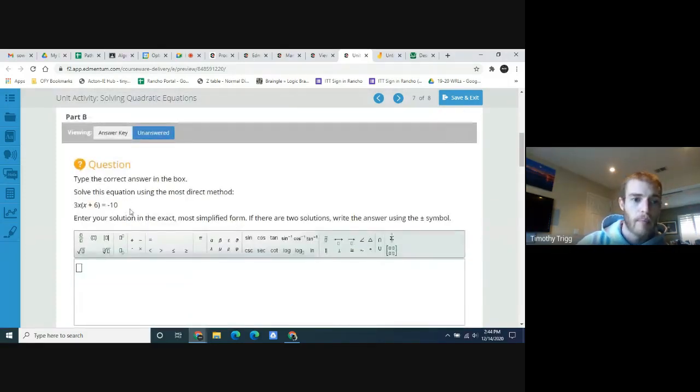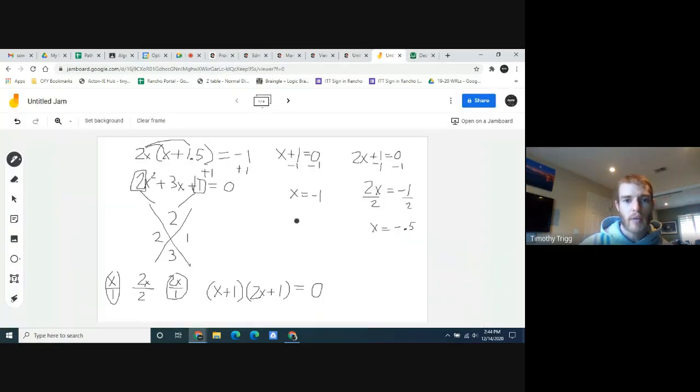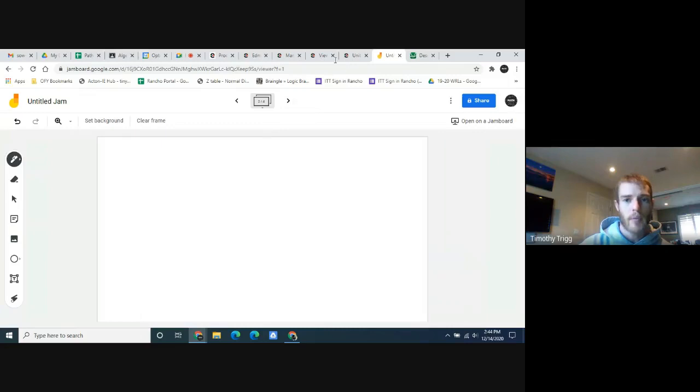Let's try the next one. Solve this equation using the most direct method. So in this one, I would say we do the same thing. We're going to distribute the 3x times x, 3x times 6, and then move the 10 over. So much like we did this one. But I'll go over it with you as well.